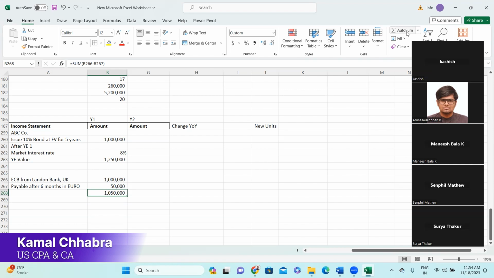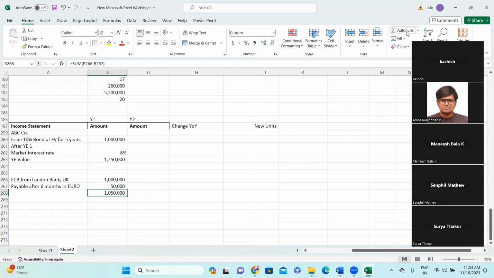So now, after 6 months, there may be a different currency exchange rate than what it is today, right? So you want to purchase an option that after 6 months I will pay you this much amount of dollars to purchase 1,050,000 euro, so that I can pay off the liability.